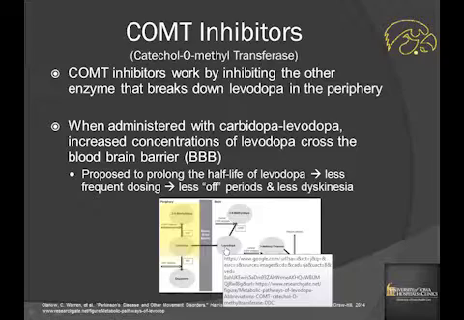It's been proposed to prolong the half-life of levodopa, so specifically thinking about further on into the disease process where patients are maybe having some of these wearing off effects and you're not quite ready to increase the dosing frequency. This is how these were proposed to be used.